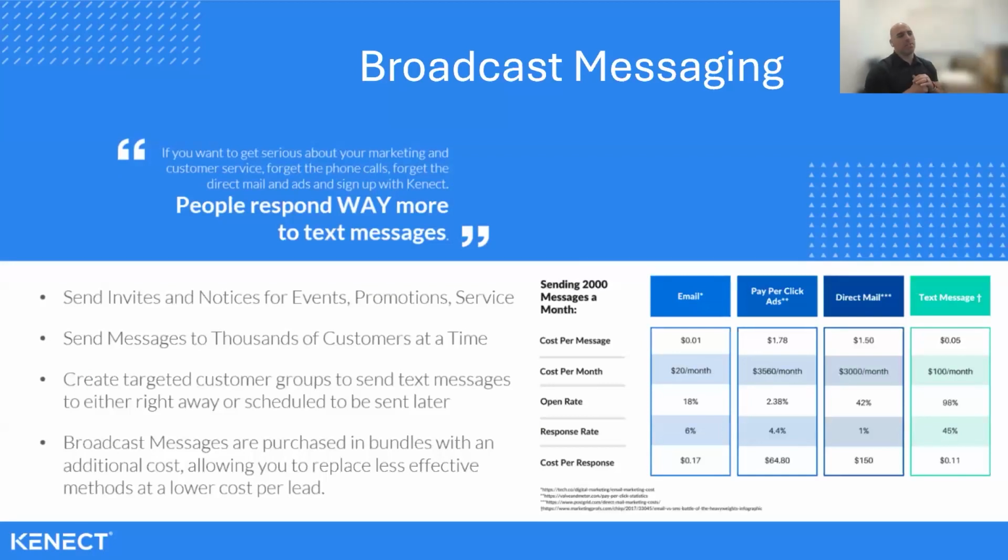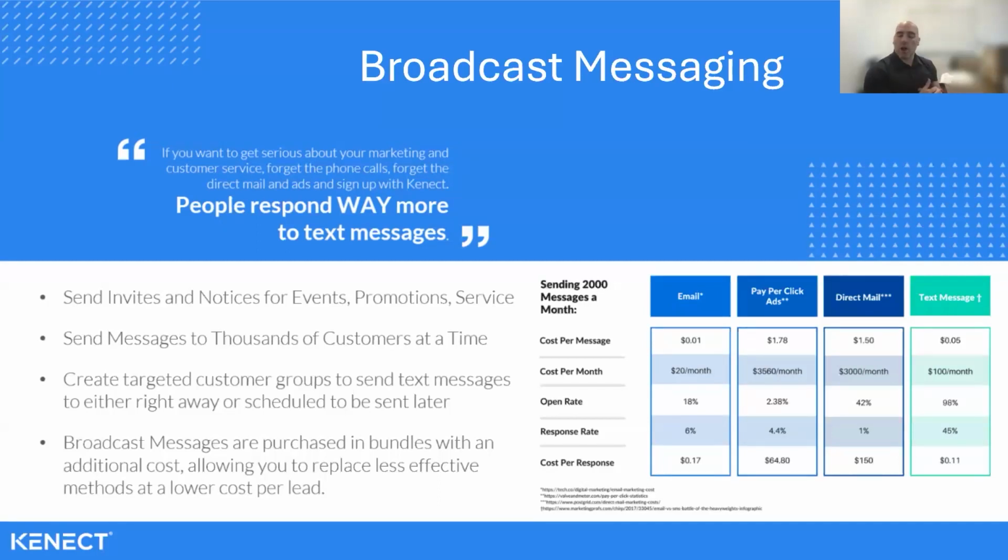We also have a broadcast messaging feature where if you need to give a notice of an event, a promotion, a service that you're doing, a mass request for reviews, or even a mass request for referrals, we can help you do that by simply selecting a group from within Neos and deciding what that message is and scheduling that message as well. We find that with this scaled messaging, you're saving mass amounts of time as text messages are responded to at a much higher rate than email. 98% open rate, 45% response rate we see on our broadcast messaging.